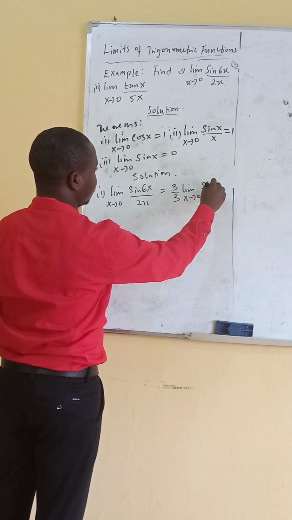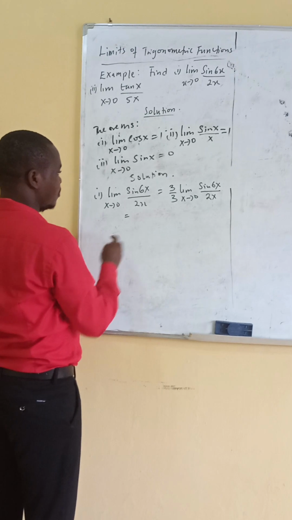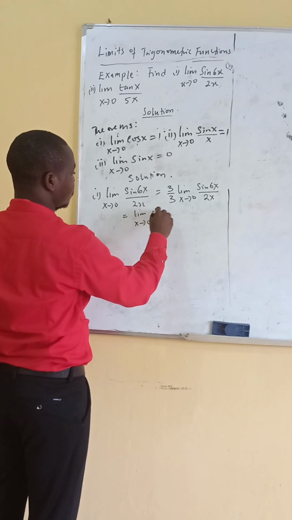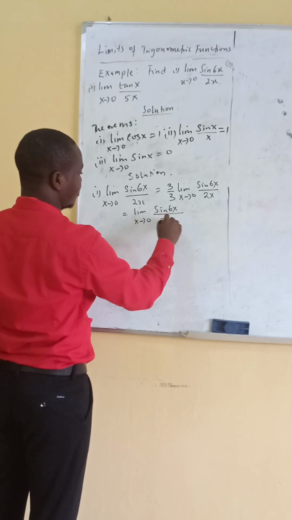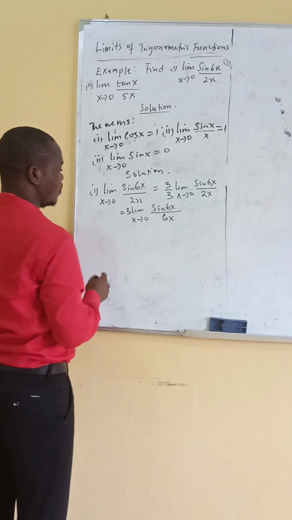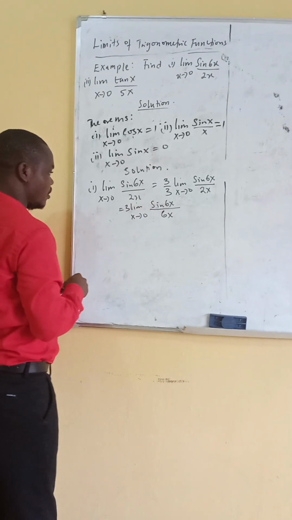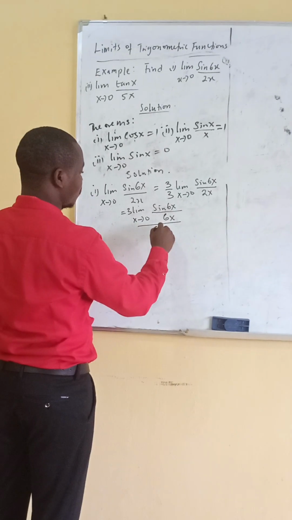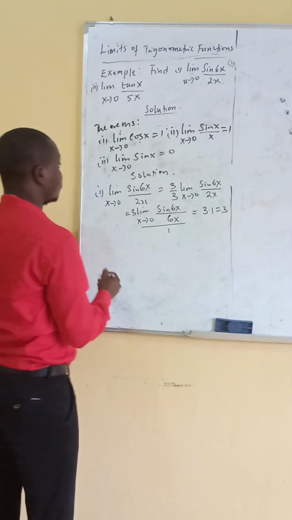We have sine 6x over 2x. That will give us the limit as x tends to 0 of sine 6x divided by 6x, with the 3 outside, since 3 times 2 is 6. These two are now the same, the angle is 6x and the denominator is 6x. So as x tends to 0, this becomes 1. So you have 3 times 1 equals 3.